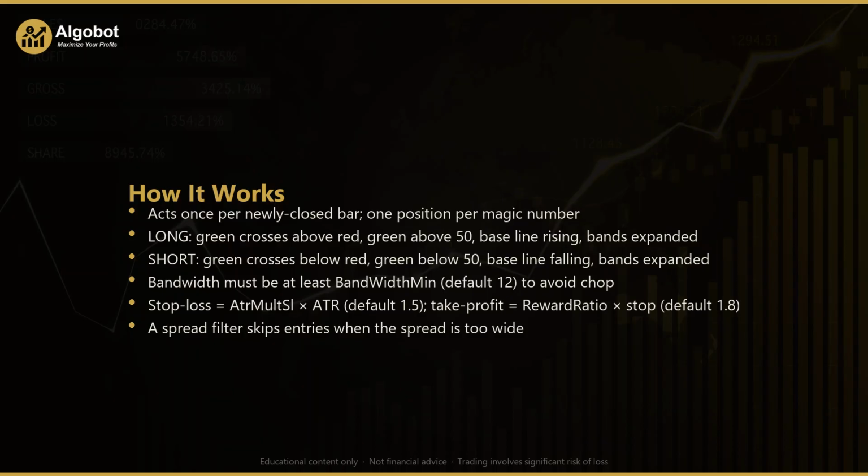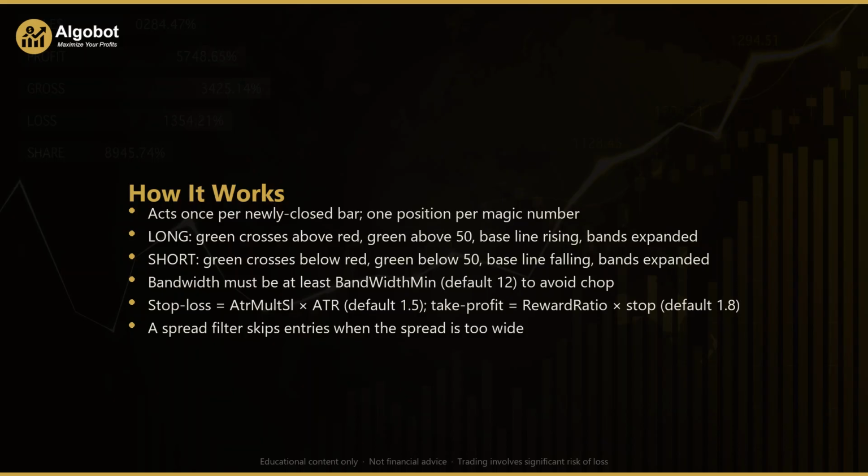For a long signal, things must line up on the same closed bar. The fast green line must cross above the slow red line. The green line must sit above the signal level, which defaults to 50, confirming momentum is on the bullish side of the midline. The baseline must be rising, showing the RSI's own regime agrees. And the bands must be sufficiently expanded. When all 4 agree, the strategy signals a buy.